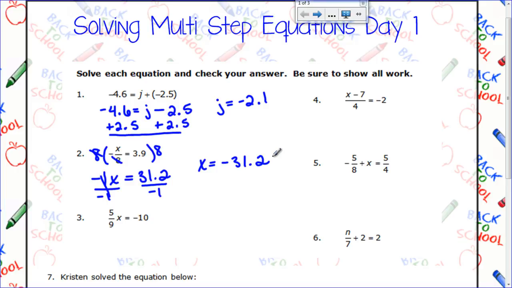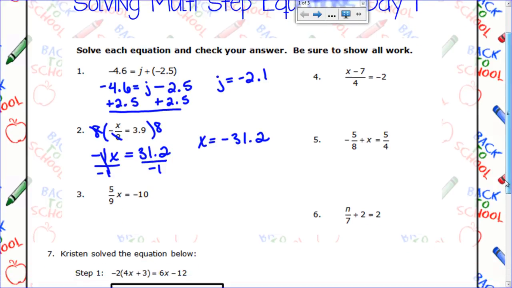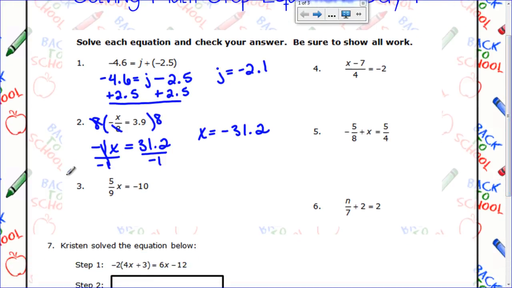Number 3 is very similar. It's got a fraction involved in it. It's got 5/9 x equals negative 10, and I would treat it just like I did number 2. I'm going to multiply both sides by 9 first so that I can clear out the fraction, so get rid of those. So I have 5x is equal to negative 90, and then I can divide both sides by 5, getting that x equals negative 18.